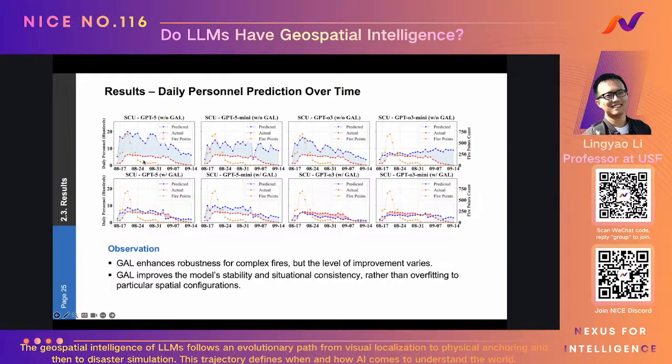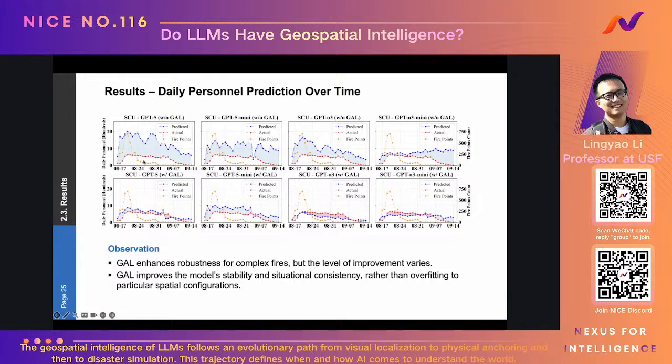And next, we also did a feature importance analysis, because for the geospatial awareness layer, we retrieve different types of information from the GIS database, such as the weather, resource, containment, infrastructure, demographics, and terrain. For the daily personnel prediction, we found that the terrain attributes play the most important role in contributing to the successful prediction.